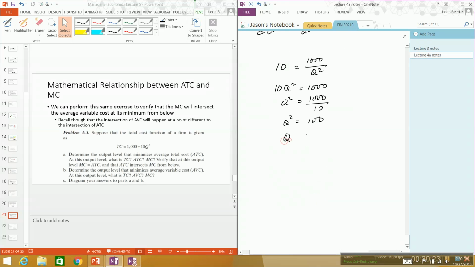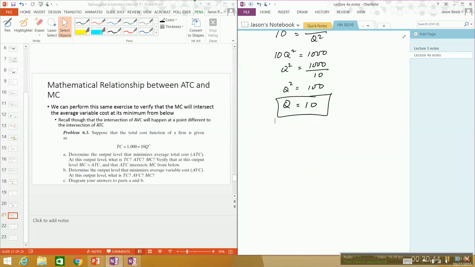So the square root of 100 is 10. So this is our quantity that minimizes our average total cost. At this output level, what is total cost, average total cost, and marginal cost? What we could do here is take this value and plug in these values. So total cost at 10 is equal to 1,000 plus 10 times 10 squared.